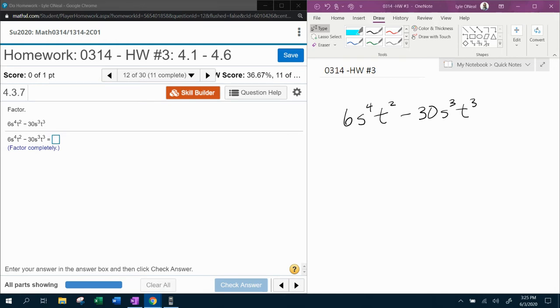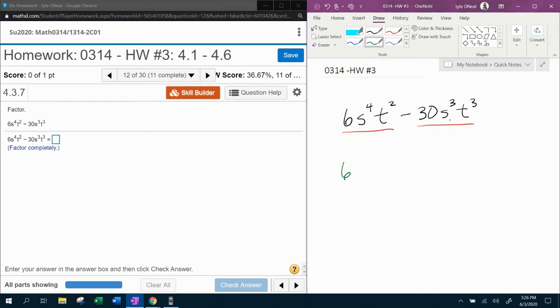So the very first thing that we look for when we're factoring an expression is the greatest common factor. We're looking for what we can factor out. I noticed that these two terms, the 6s to the 4th t squared and the negative 30s to the 3rd t to the 3rd, both have coefficients, the 6 and the 30, and I know that 6 will divide evenly into both of those numbers. So the first piece of the common factor that I'm going to factor out is 6.